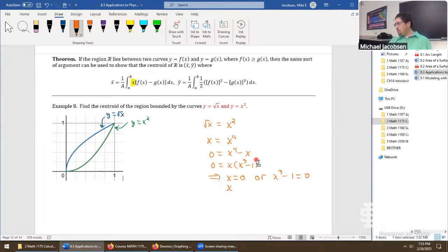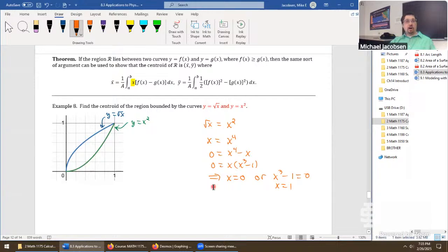x is 0 is already solved. There's not really any value in writing down that new line twice. And from over here, x has to be positive 1. Really, there's two more solutions, but this is the only real number solution. So x is 1. And that verifies we're really going between 0 and 1.